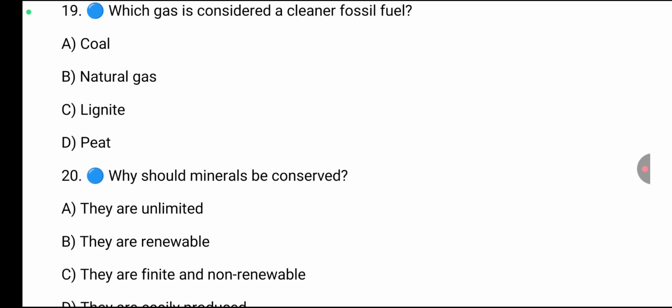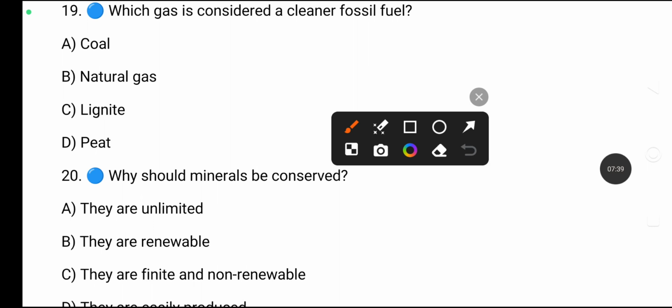Now moving on to question number 19. Which gas is considered a cleaner fossil fuel? Coal, natural gas, lignite, peat. Answer will be B, that is natural gas.